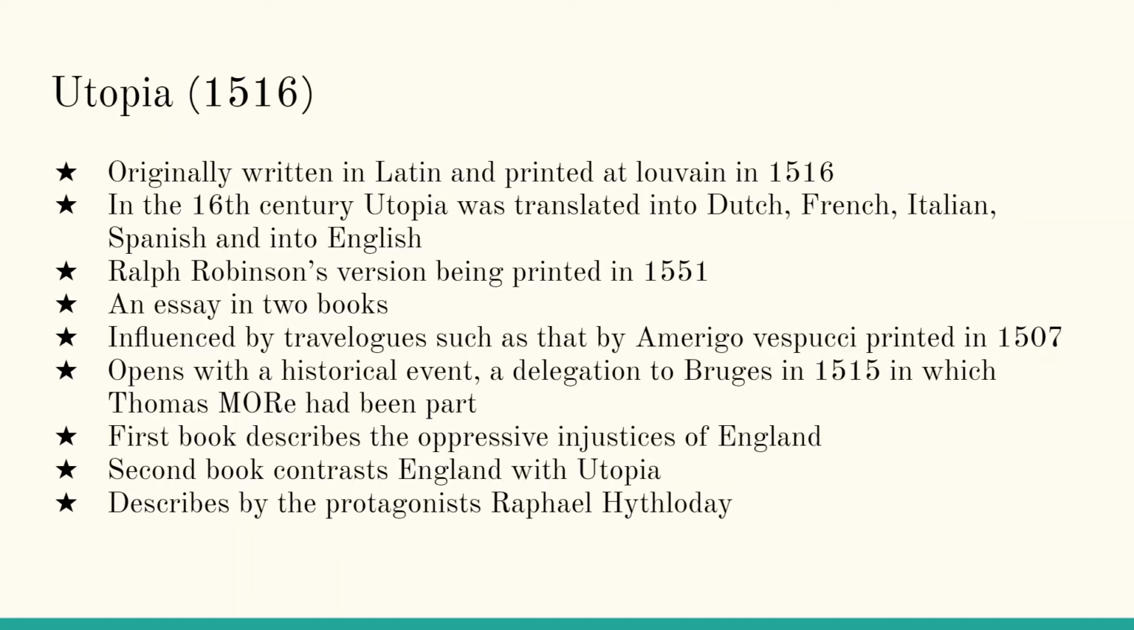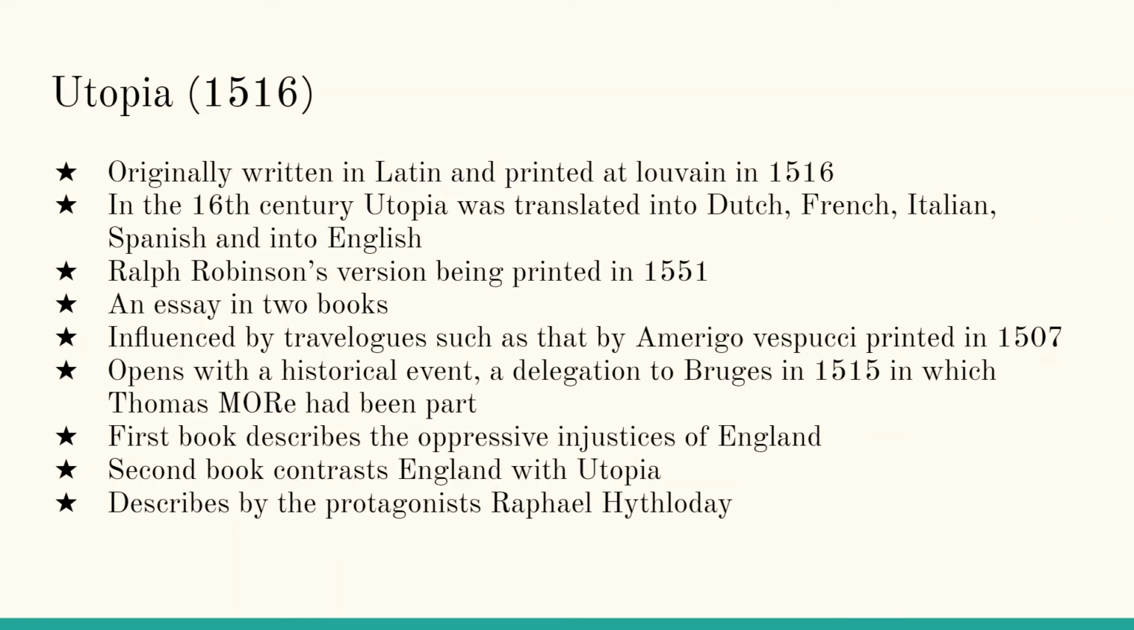Utopia is an essay in two books, influenced by travelogues such as that by Amerigo Vespucci, which was printed in 1507. Utopia opens with a historical event, a delegation to Bruges in 1515, in which More had been a part. So with that historical event, he opened Utopia.